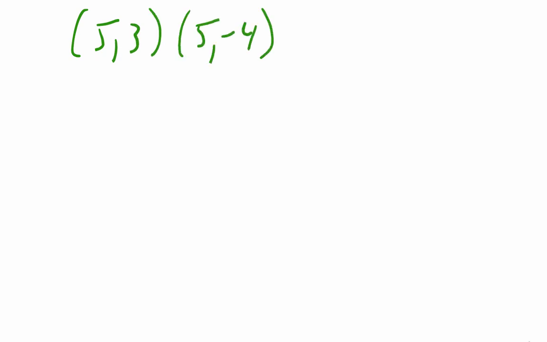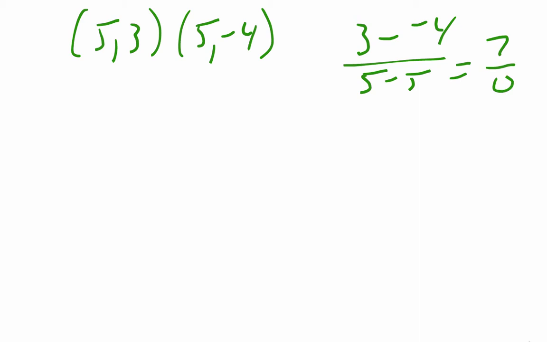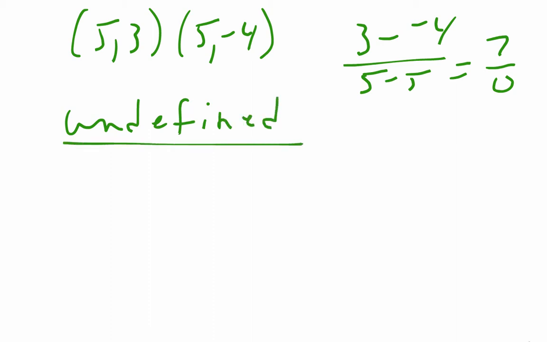So anytime your y coordinates are exactly the same, you will have a 0 slope, meaning your line will be horizontal. If I have (5, 3) and (5, -4), then I go 3 minus -4 to find my slope, 5 minus 5, so I have 7 over 0. You can't divide by 0, so it's an undefined slope, or no slope. So anytime your x's are the same, then you're going to have a vertical line.